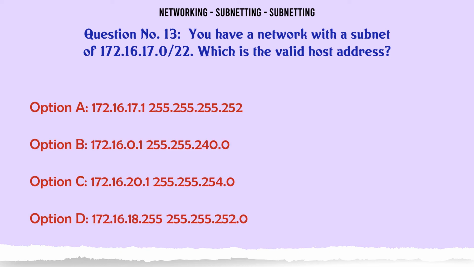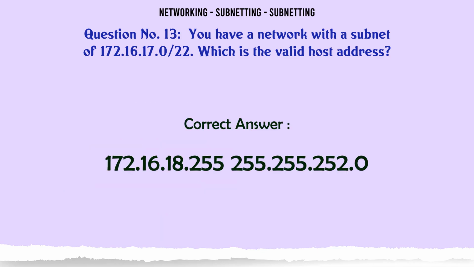You have a network with a subnet of 172.16.17.0/22. Which is the valid host address? A. 172.16.17.1 255.255.255.252, B. 172.16.0.1 255.255.240.0, C. 172.16.20.1 255.255.254.0, D. 172.16.18.2 255.255.252.0. The correct answer is 172.16.18.2 255.255.252.0.